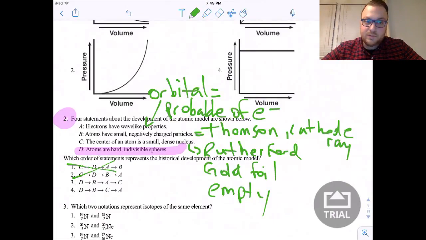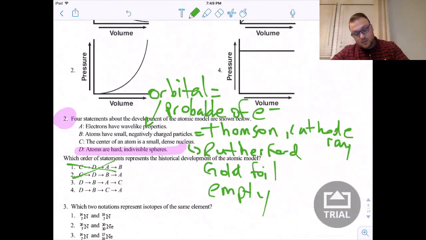So D is clearly the simplest one, which is probably first. A should be the most complex, making 4 the right answer here.